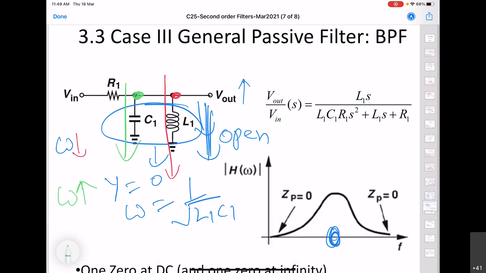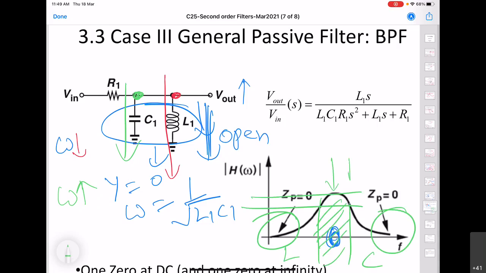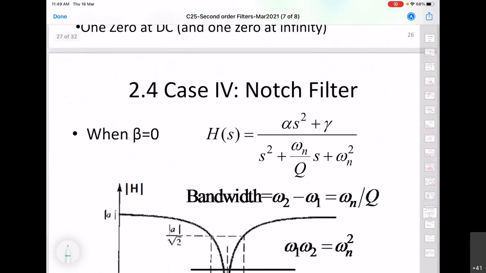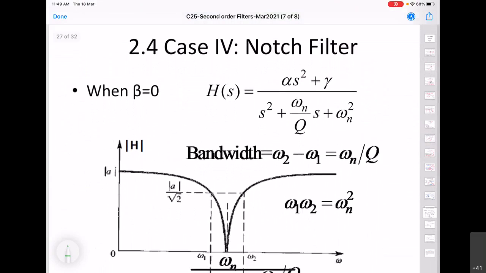So we see that we get low response for small frequencies because of the inductor, and again low response at the high frequency because of the capacitor. And only at the center what we get is non-zero response. So this is going to be the pass band. So these three we had already studied, pointed out for various cases.